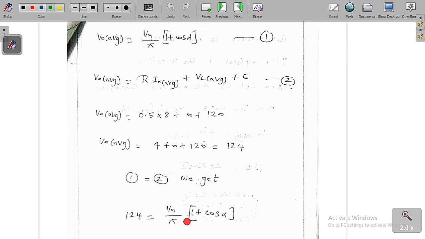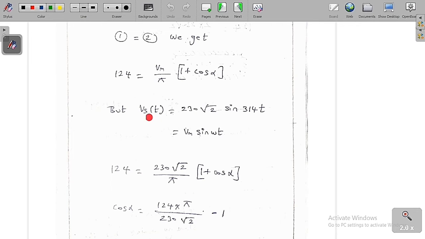So 124 is equal to Vm by pi into 1 plus cos alpha. But in the question they have given the supply voltage Vs of t is equal to 230 into root 2 into sin 314t. The general format is Vm sin omega t. So Vm is equal to 230 into root 2 and omega is equal to 314. But we want here Vm. So Vm is equal to 230 into root 2. So substitute here: 124 is equal to 230 into root 2 by pi into 1 plus cos alpha.